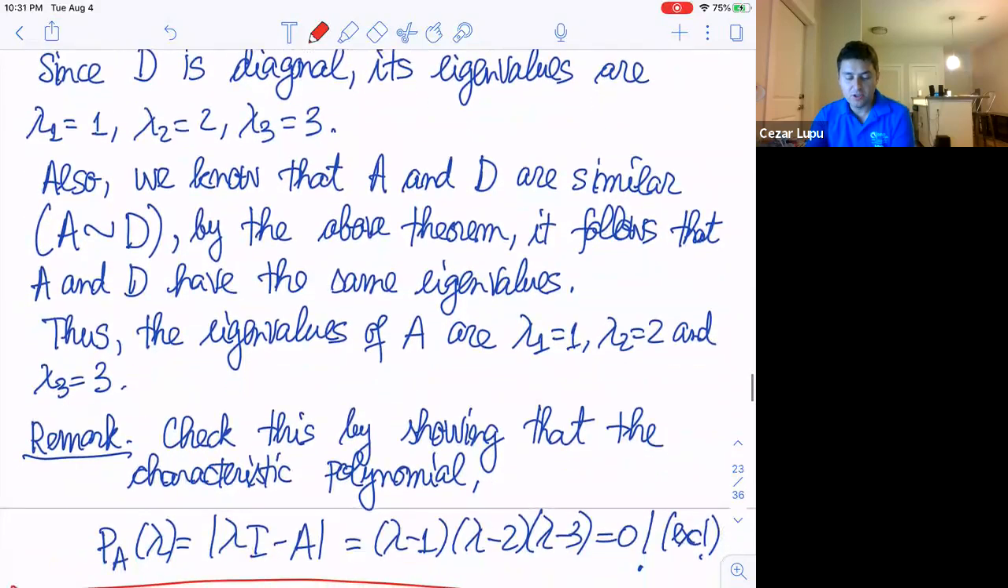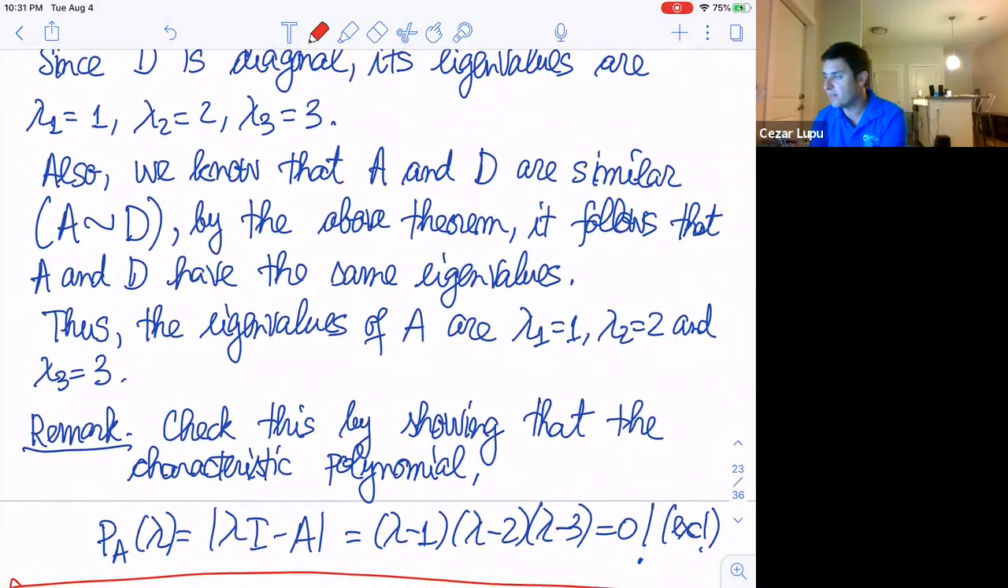Now let's point out a remark. Like I said, if you want to convince yourself that these are indeed the eigenvalues of the matrix A, you can proceed by showing that the characteristic polynomial has roots 1, 2, and 3. Indeed, if you compute the characteristic polynomial of the matrix A, it will be lambda minus 1 times lambda minus 2 times lambda minus 3. I will leave it to you as an exercise to show that this is actually true. It's just a computation, so I'll skip it.